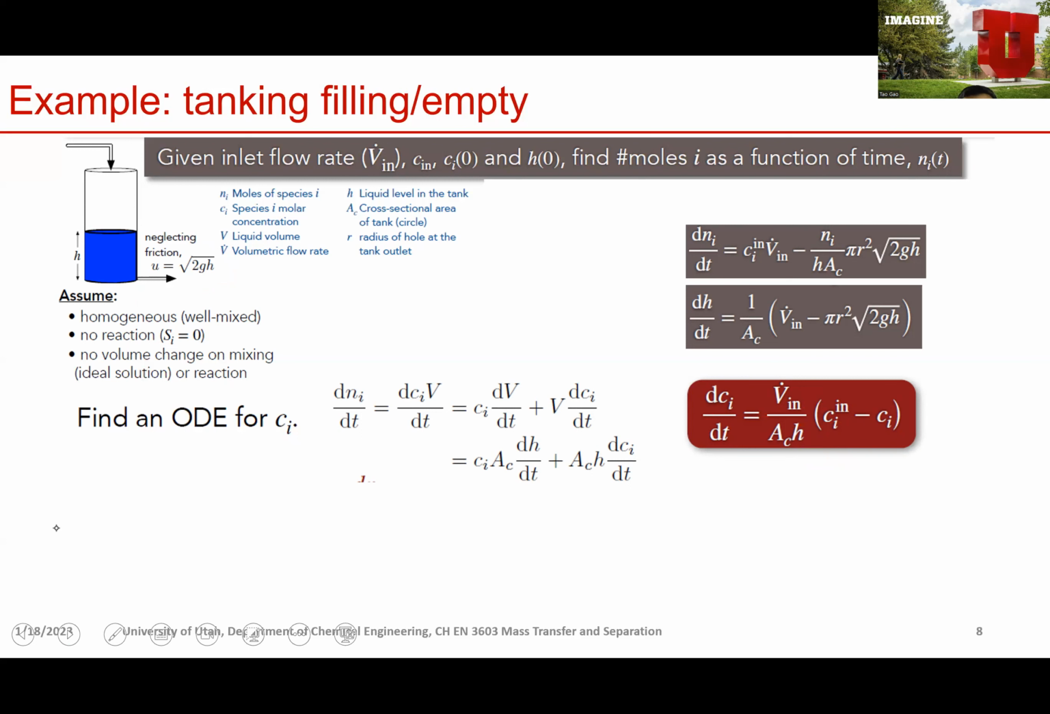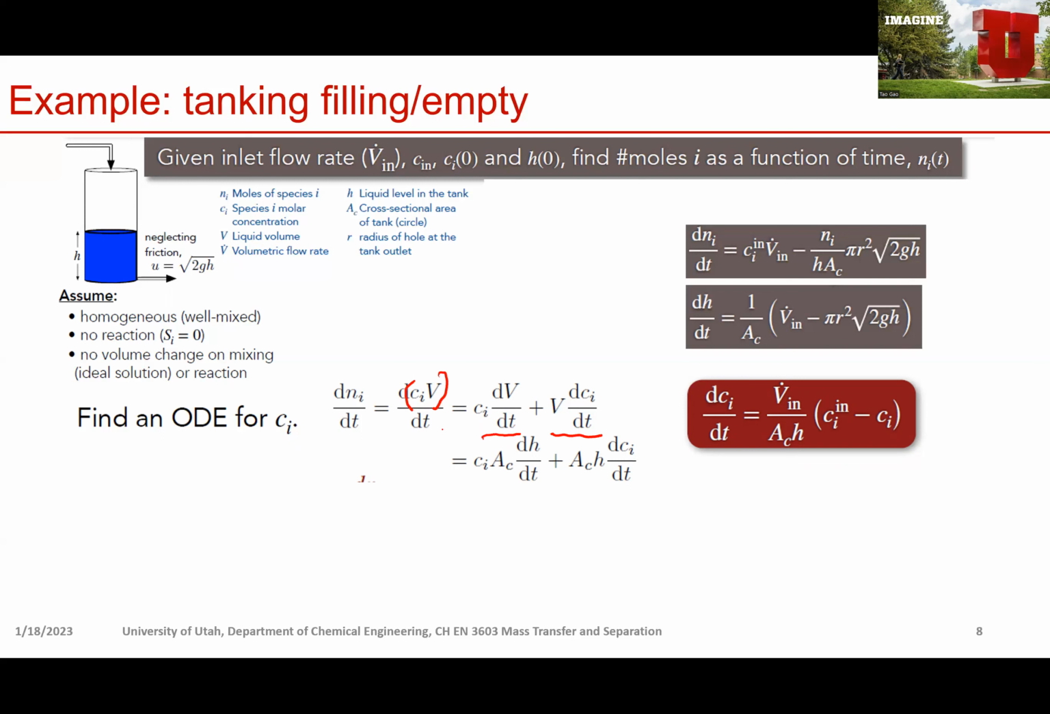Okay. What we do is break down Ni in this ordinary differential equation. Ni is Ci multiplied by V, and we know both Ci and V change with time. So we can expand this full derivative into its two components. We have Ci multiplied by dV/dt, this is assuming Ci is constant, plus V multiplied by dCi/dt, this is assuming V is constant. So this is like a full derivative.